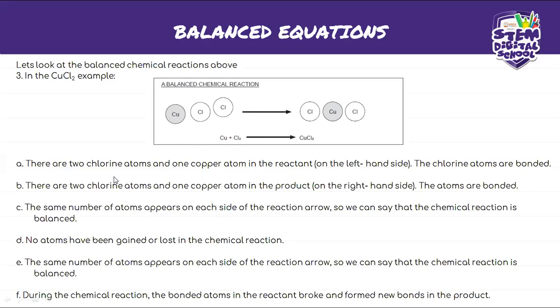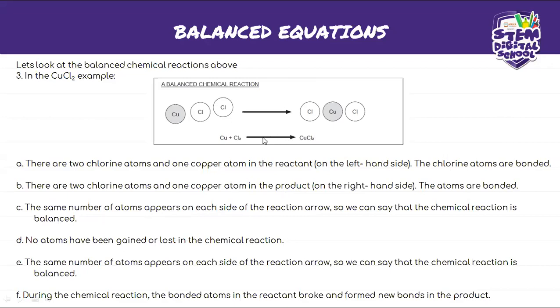So there are two chlorine atoms and one copper atom in the reactants on the left-hand side. So as you can see, this is copper Cu plus chlorine Cl2. The chlorine atoms are bonded, so we have two chlorine atoms bonded together to give you a chlorine molecule. Now let's go to B. There are two chlorine atoms and one copper atom in the product. So as you can see, CuCl2 on the right-hand side. The atoms are also bonded, which means they are joined together. Now if we check, the same number of atoms appears on each side of the reaction arrow.